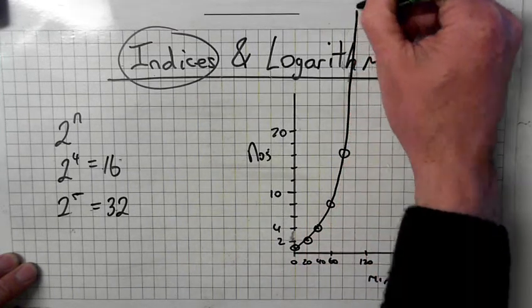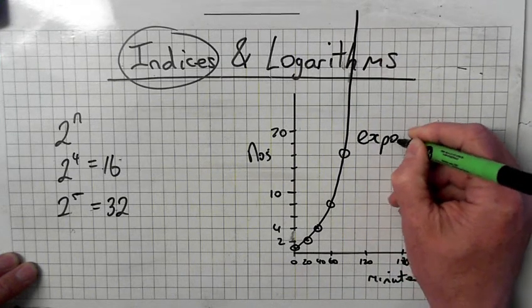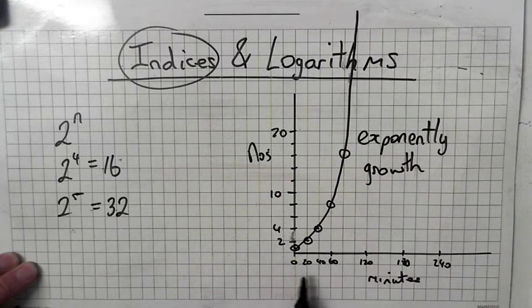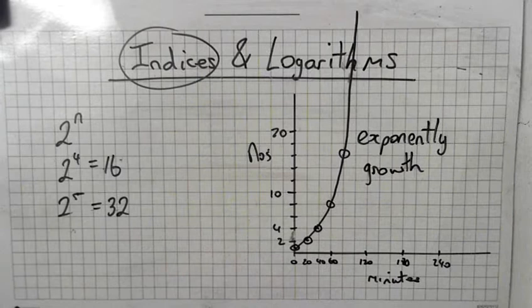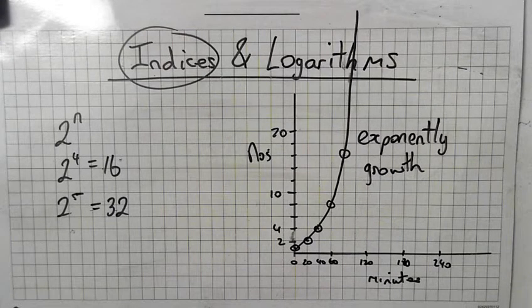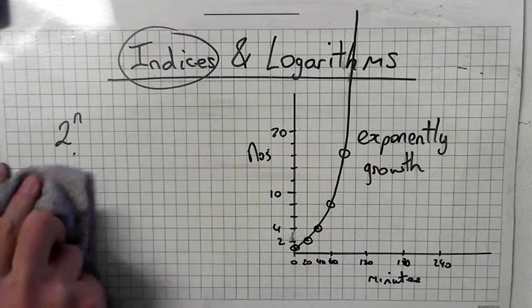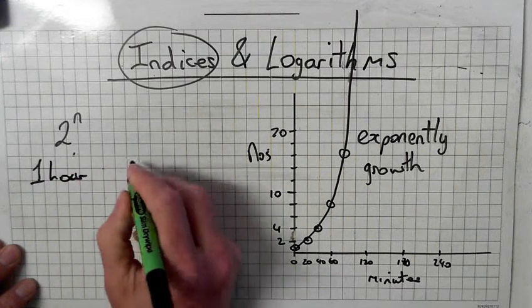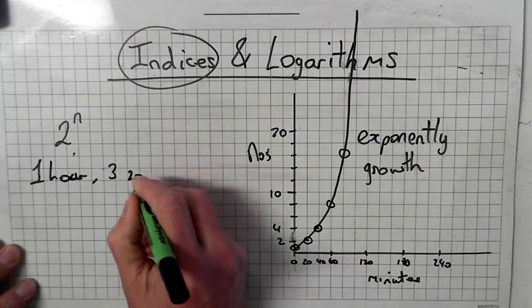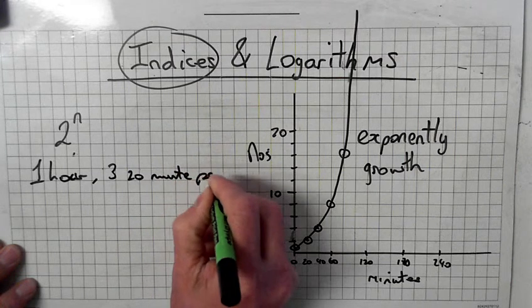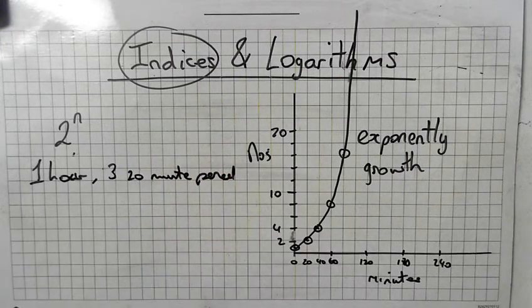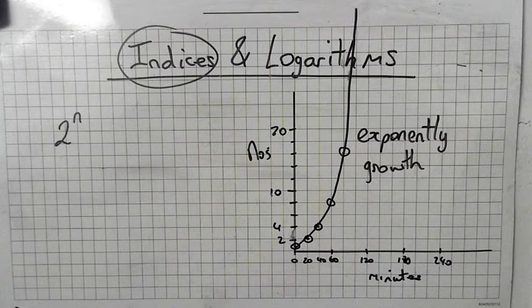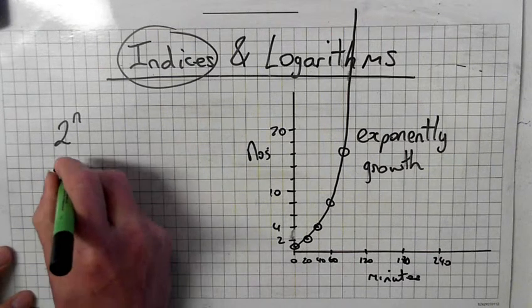So this is called exponential growth. Alright, so how many 20-minute periods are there in an hour? There are 3. Alright. So in 1 hour you have 3 20-minute periods. How many periods do you have in a day? So 3 times 24 is 72. 2 to the power 72.